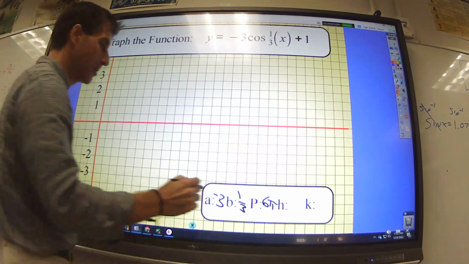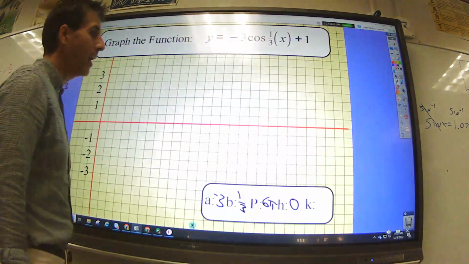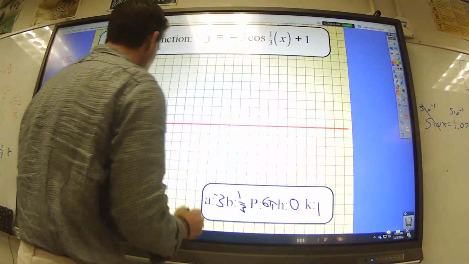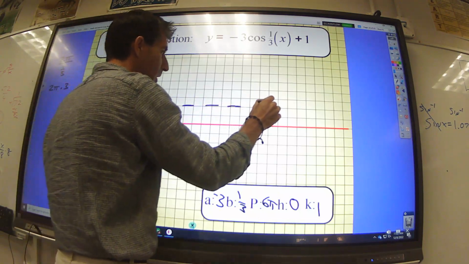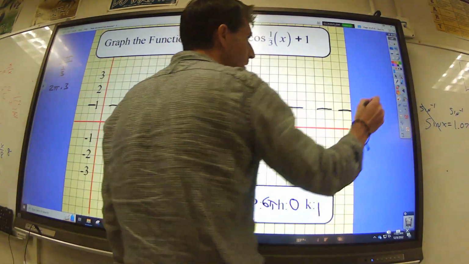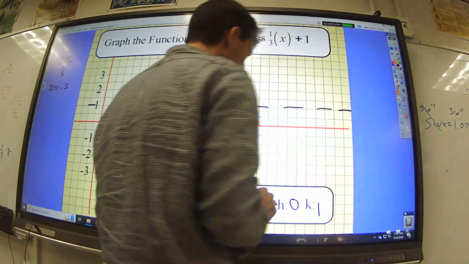H, thank goodness, 0. K, 1. So I don't forget, I'm going to put my midline here so I know that's where I start. I saw most of you got that. K is 1. Okay.